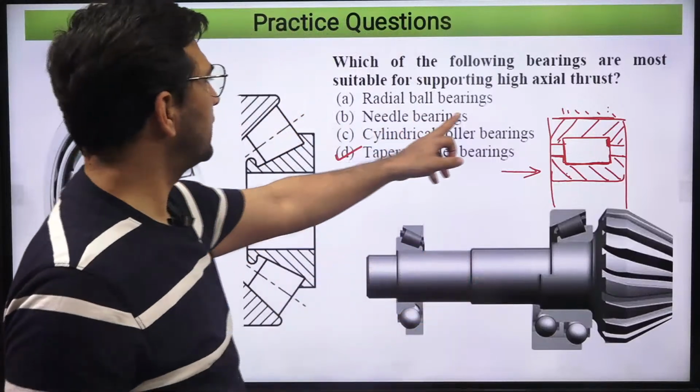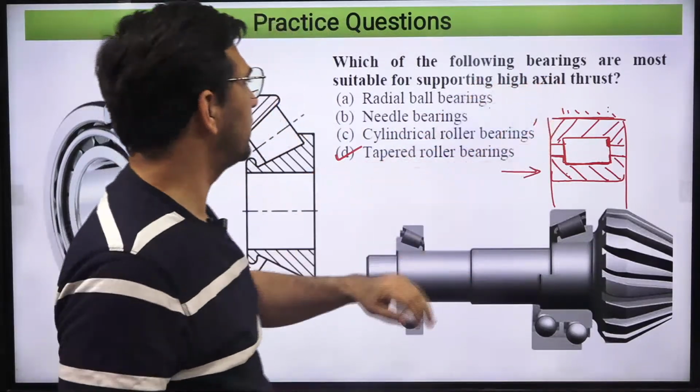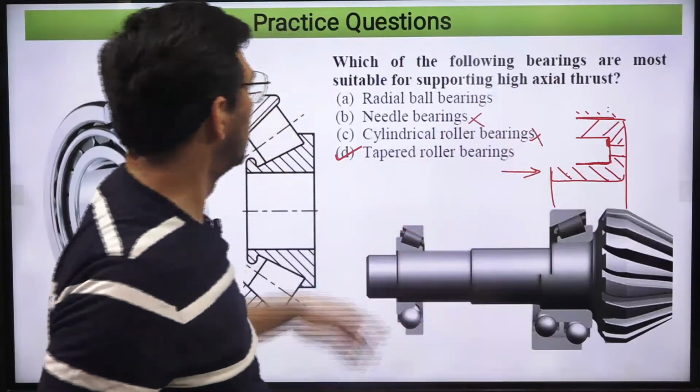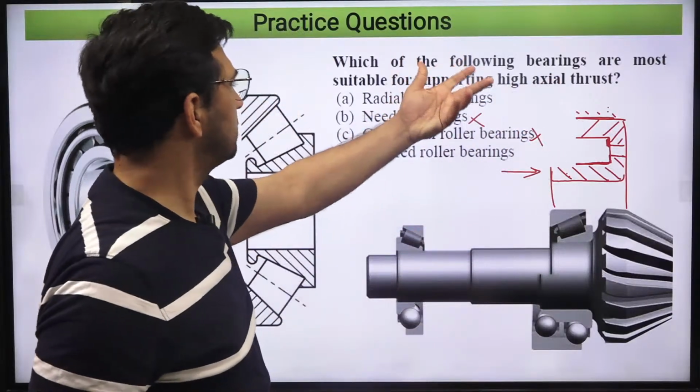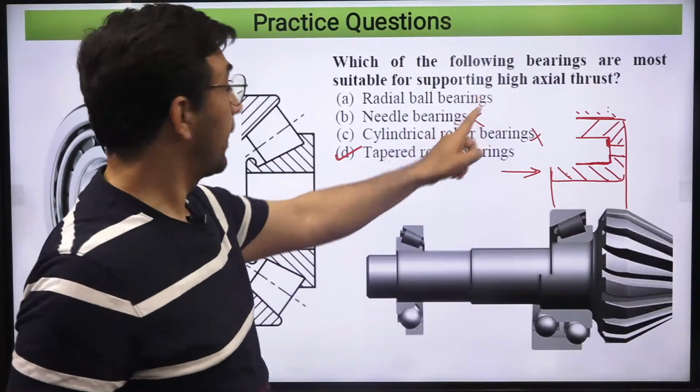That is why whether it is a needle roller bearing or a cylindrical roller bearing, all of them cannot carry thrust load. So thrust load capacity is very low. Radial ball bearings can carry moderate, not high.